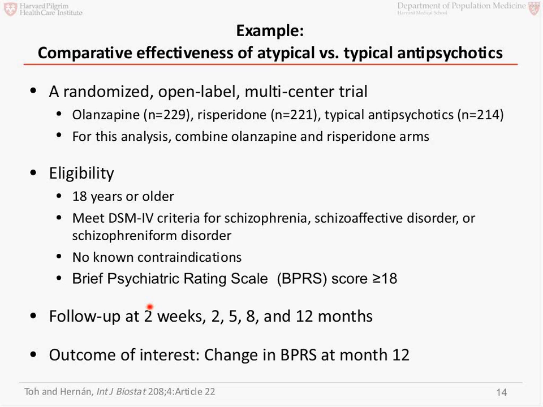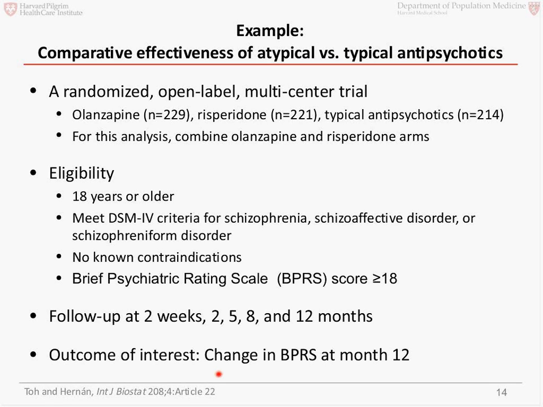So here's a baseline randomization visit, and 5 follow-up visits that took place at week 2, as well as months 2, 5, 8, and 12. The outcome of interest is the change in psychiatric rating scale at month 12 compared to baseline. BPRS, as some of you might know, is a pretty common measure to gauge the severity of schizophrenia. It comes in different versions, and in this trial, the 18-item version was used. Each item has a score from 0 to 6, with 6 being the most severe.